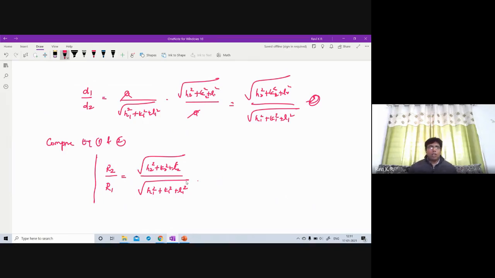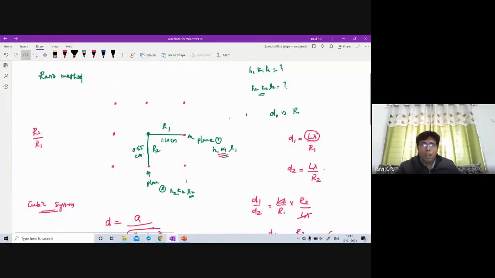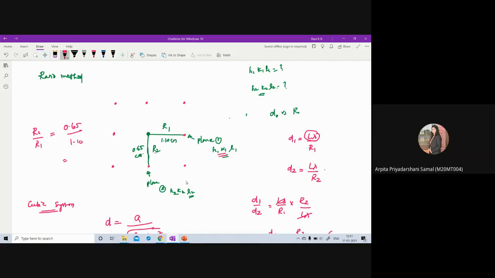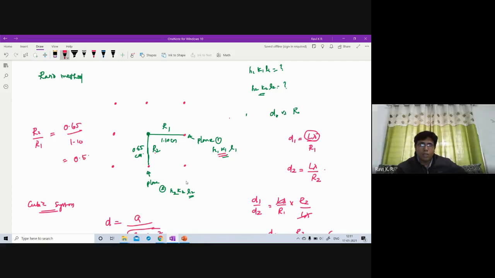Okay. Means let's say that for that what you have to do is first thing is let's say that this is your R2 by R1. How much is R2 by R1 for this system? 0.65 divided by 1.1. How much it is? 0.59. 0.59, perfect. Okay, this is fine. Now we got R2 by R1.